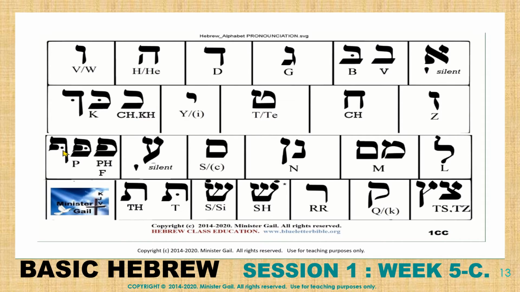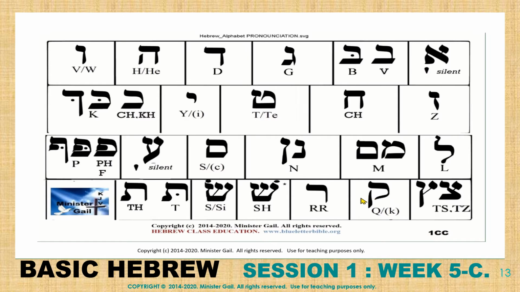Over here almost looks like the Noon. Almost looks like the KH. It just has this extra tail on it. Over here is the TS or TZ, for the branch of righteousness, the tree of life. The final or Sofit letter at the end of the word, on the left, will look like this for TS or TZ. It's a branch, Isaiah 11:1 and 2.